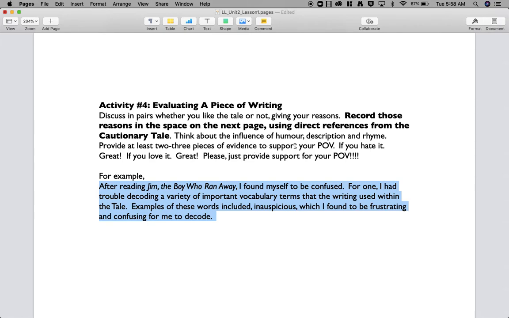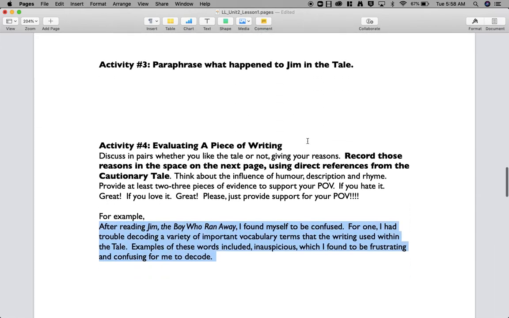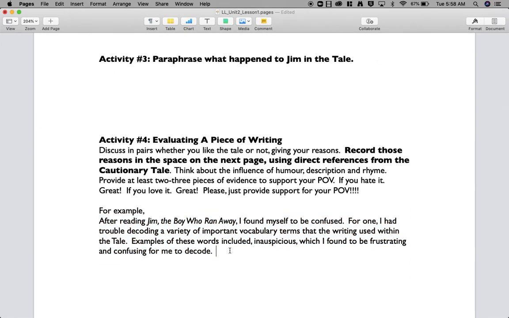If you loved it, tell me some evidence from this tale. If you want to do some direct quotes, feel free to do that. In this summary that I did, I just put that I was confused. And for some of you, you might have been confused because of the different vocabulary that was in it. And so that's why I used this word, for example.